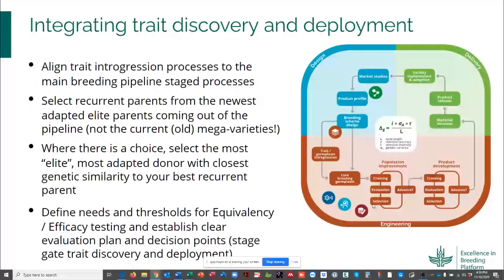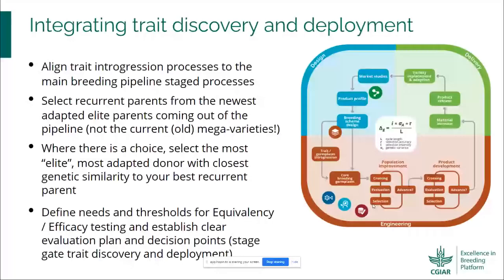And obviously from species to species, there's going to be a slightly different weighting in the way that we want to look at these parameters. And throughout the processes, we need to be defining the needs and the thresholds for both equivalency and efficacy testing, so that we have a very clear stage-gated system and clear decision points that can be well described and articulated as we move through trait discovery and trait deployment.